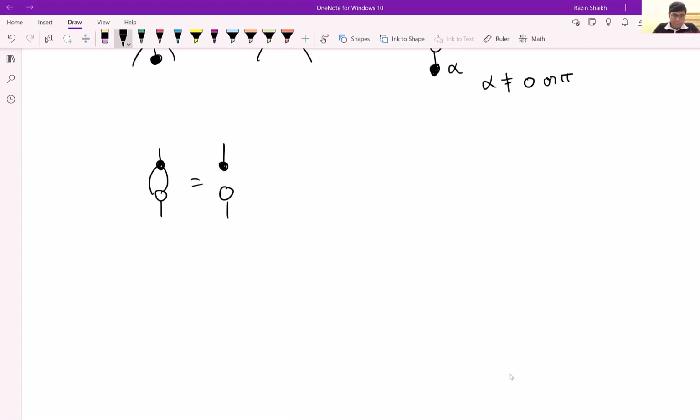So we can verify this. The bracket calculation for this would go something like this, where you have 0, 0 plus 1, 1. And on this side, we will have plus, plus, plus, and then minus, minus, minus.